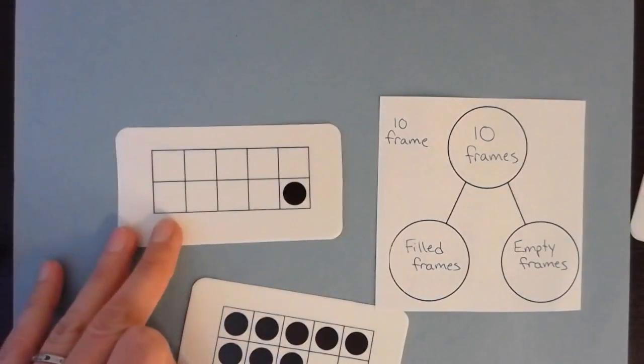And lastly, 1 and 9 make 10. And there we go.